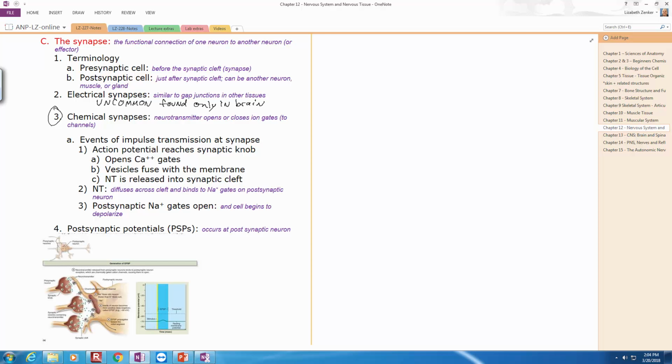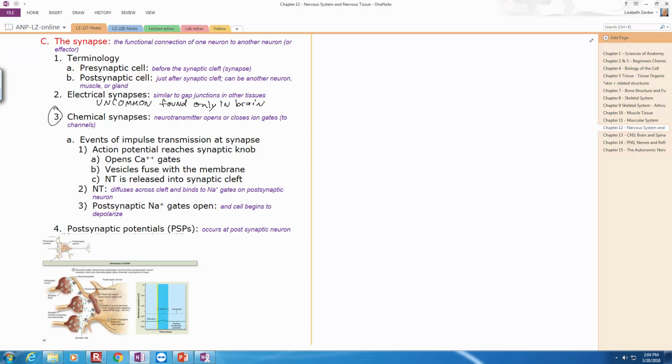And we saw those gap junctions with smooth muscle in the muscle section. So we're talking about CNS when we're talking about in the brain. We can have a neuron to neuron that has a very tight junction with no real synaptic cleft, but more like a gap junction. And this is a bridge between the two neurons. So again, uncommon. We're not really going to talk much about it.